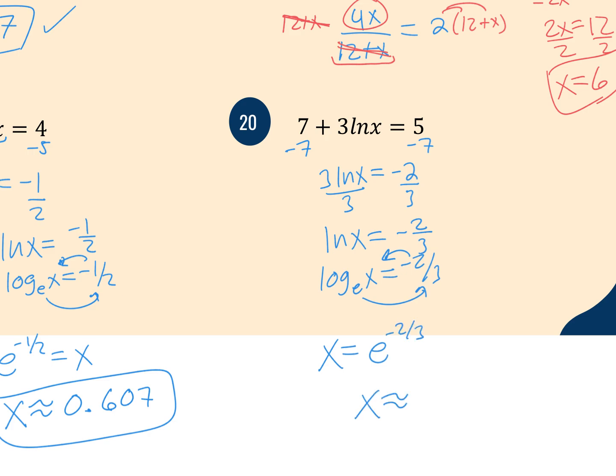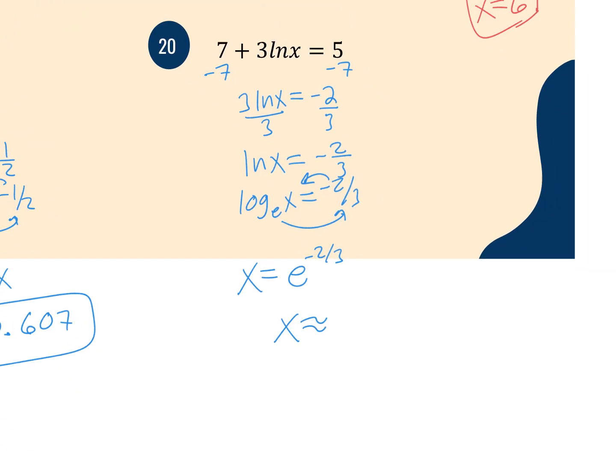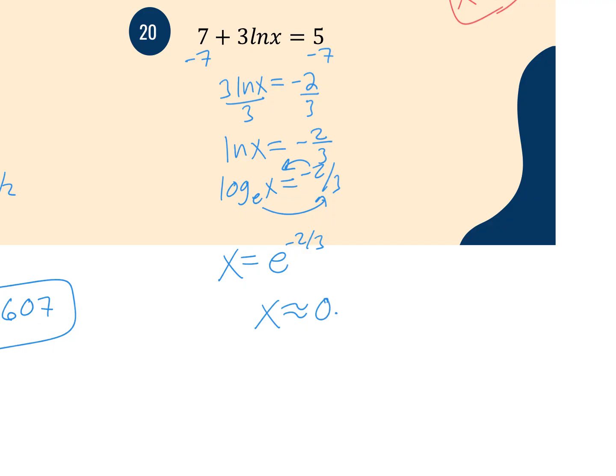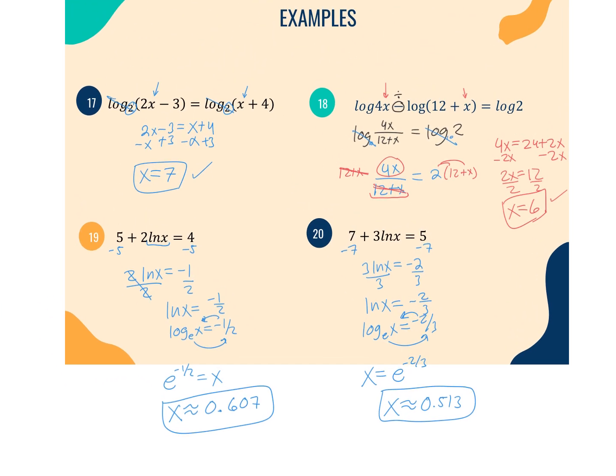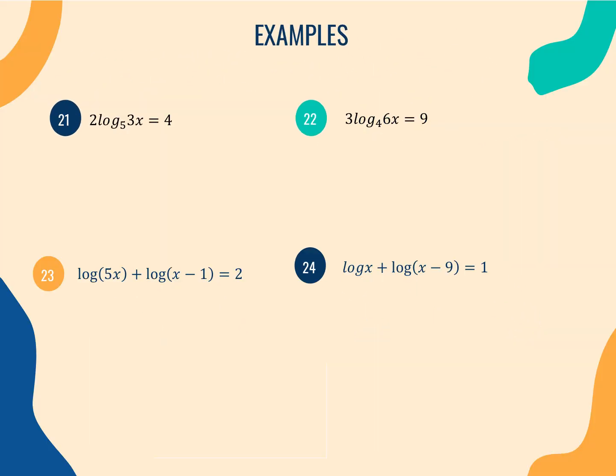And then let's do the exact same thing. Let's plug this into your calculator to get an answer, right? And then we should get x is approximately 0.513. All right, so hopefully not too bad so far. I think there's just one more slide. All right, so the next two are going to be pretty similar, right? So 21 and 22. All right, let's give these a try.